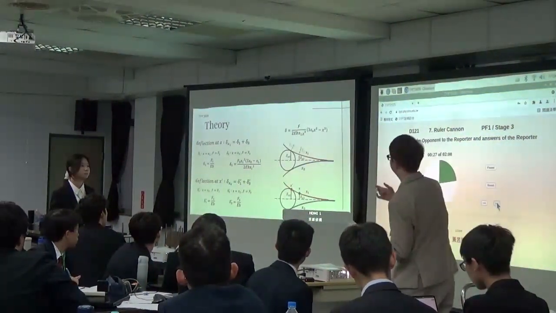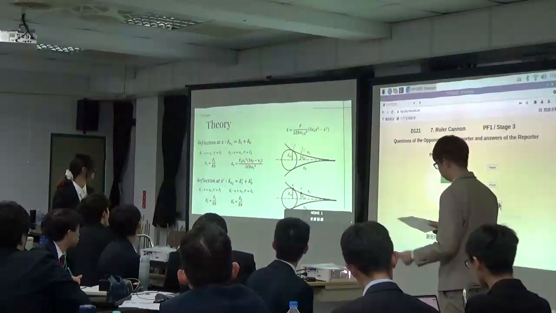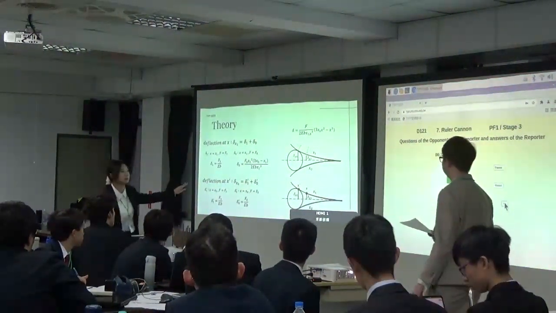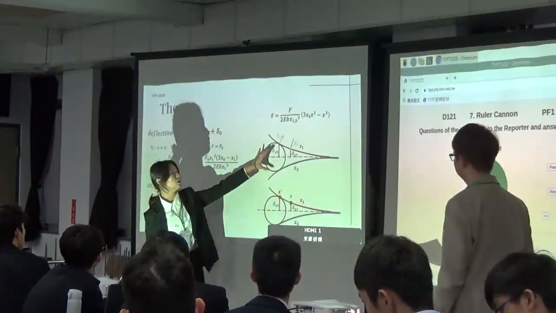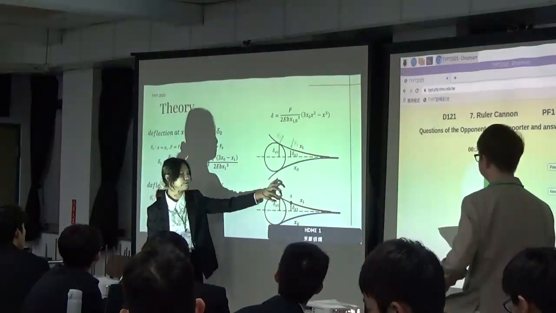So you wrote x1. What does x1 mean? X1? Yes. It's the position where the ball gives the ruler a force. This one.